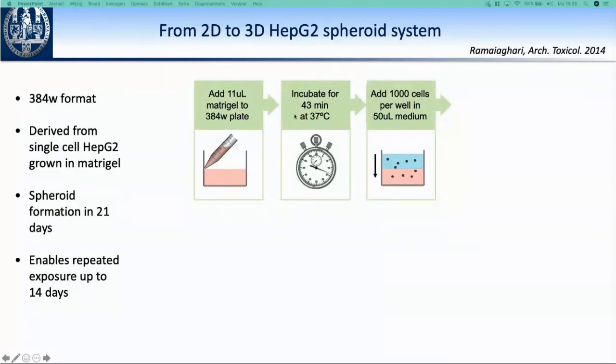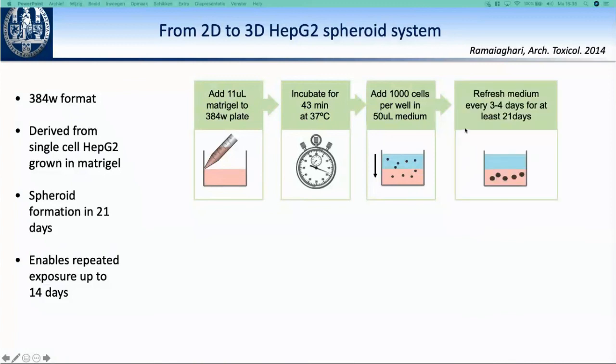After this 43 minutes, 1,000 cells per well are added, contained in 50 microliters of medium. This allows these 1,000 cells to sink into the Matrigel layer. Because the Matrigel was already incubated for 43 minutes at 37 degrees, they will sink into the middle of the Matrigel, so not directly to the bottom, but also not on top. With this 43 minutes, they end up approximately in the middle of the Matrigel layer. After plating, the medium is refreshed every 3 to 4 days, for at least 21 days.